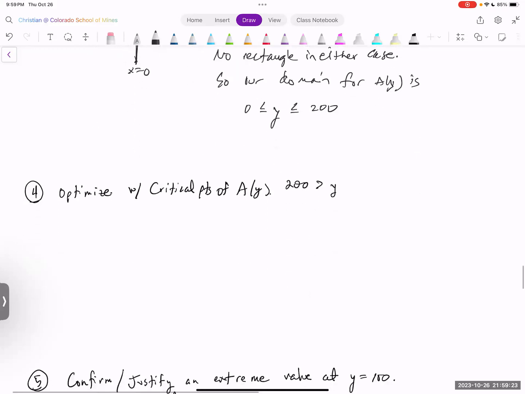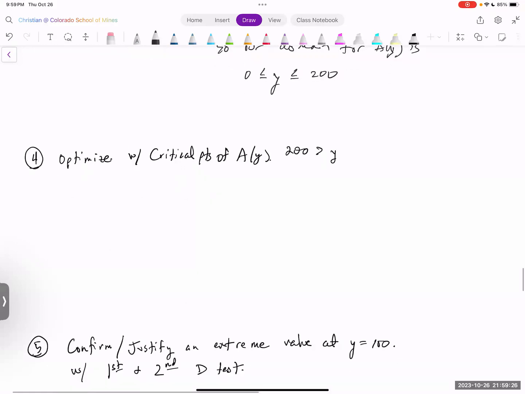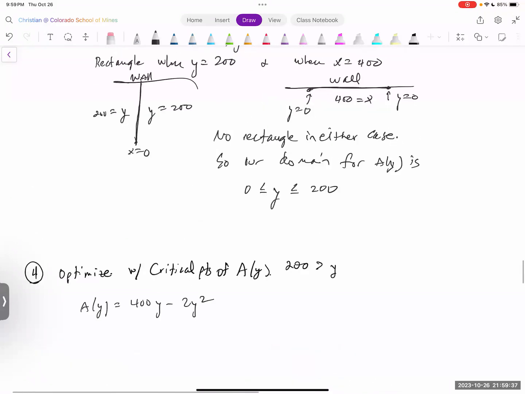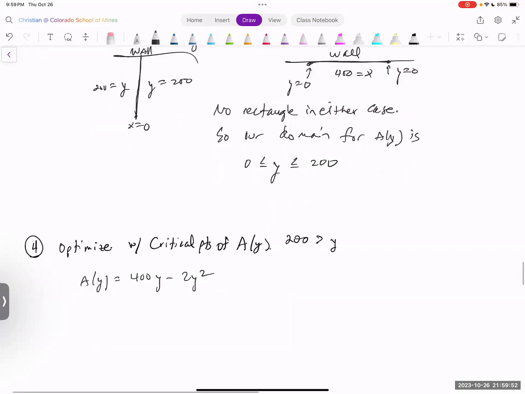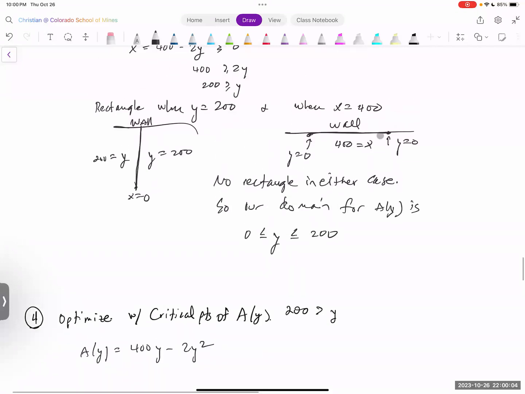So now let's take our equation. A of y is 400y minus 2y squared, and let's optimize it. We're looking for a maximum value for A of y, and that's going to either happen when y is a critical point or when y is an endpoint, 0 or 200. We already know that 0 and 200 do not give the biggest rectangle. When y was 0, we did not have a rectangle.